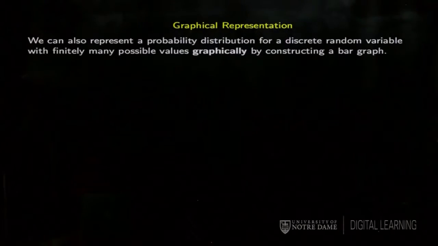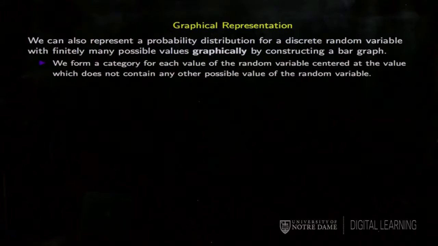I can also represent the probability distribution for a discrete random variable with finitely many possible values using a graph. And we've actually done this in the previous section for our probability distribution for experiment A and experiment AP, which actually had infinitely many possible values for the variable, but nevertheless it was discrete. So recall how I do this.